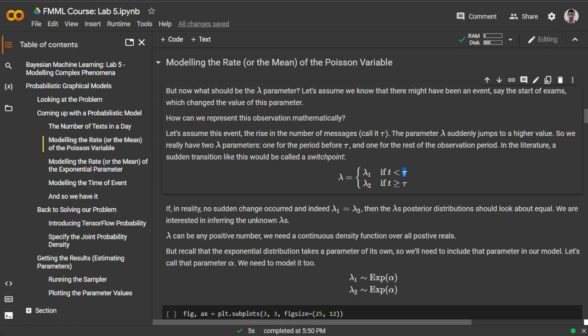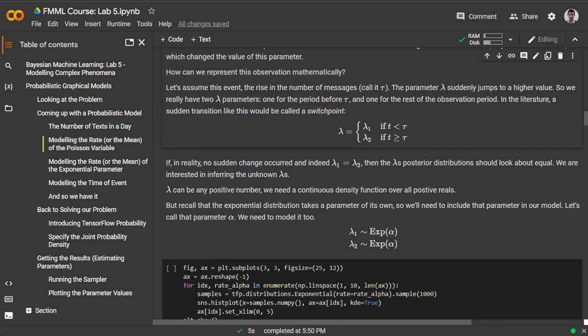And lambda 1 is representative of how much the person texts on a normal day, for example, or just in the first half of the window, and lambda 2 is representative of how much he or she texts in the second half of the window. If there was an exam, we'd presume that lambda 2 would be higher than lambda 1, assuming that the exam comes later down the window.